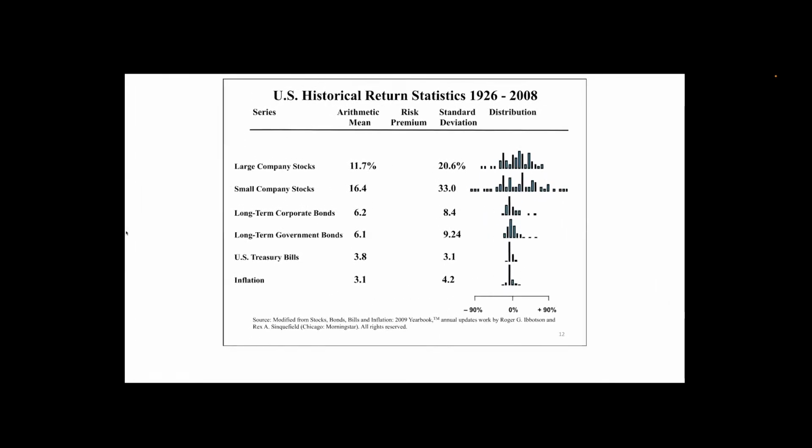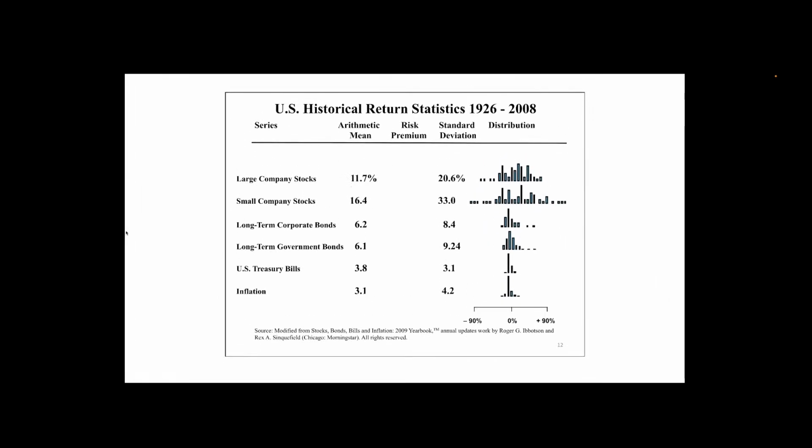All right, so what we have here are the data over this period, 1926 to 2008, for risky assets or large company stocks. This is a histogram that you would get with the data, and I got this from this source.